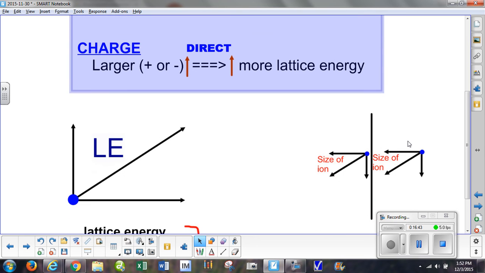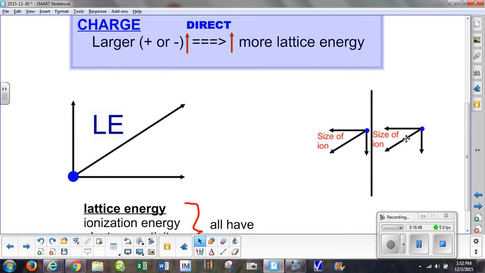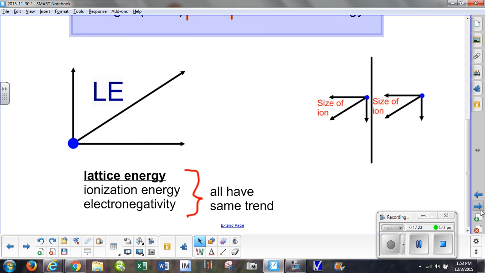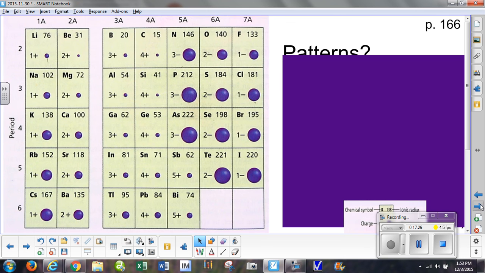And here we go. You really, really want these. This should be on your help sheet. Here's the trend for your lattice energy, and here's the trend for the size of ion. Notice they are absolutely inverse. So lattice energy follows the same trend that ionization and electronegativity follow. Remember that? The blue dot gives you everything. The vertical, the horizontal, and the diagonal all have the same trend. Okay, there's those patterns again.